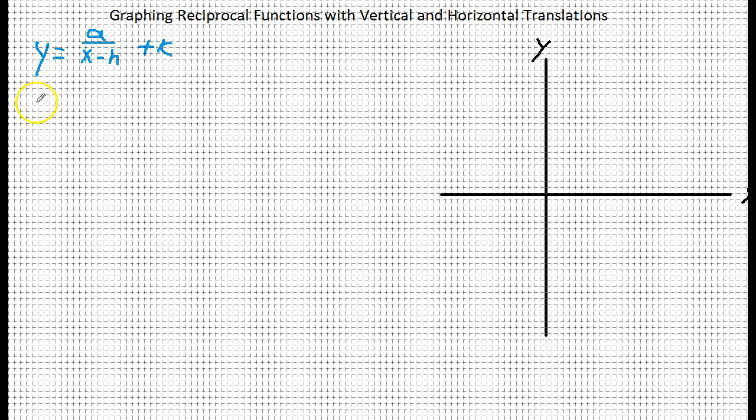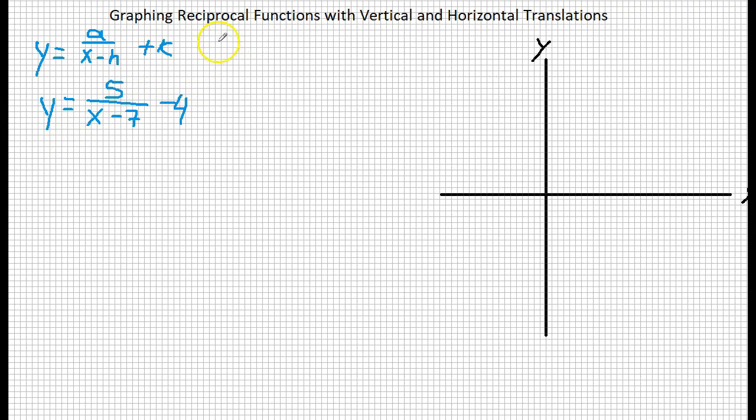Now let's get ourselves a reciprocal function. So y equals, let's say, 5 over x minus 7, and let's do minus 4. Okay? So what's the value of h? We could say negative h equals negative 7, so h equals 7.